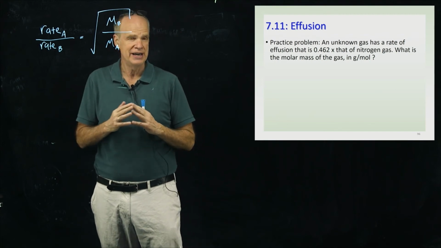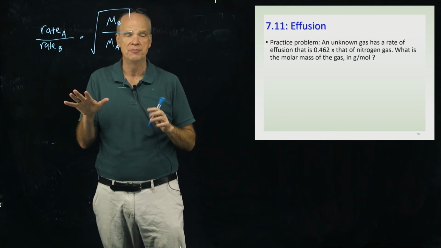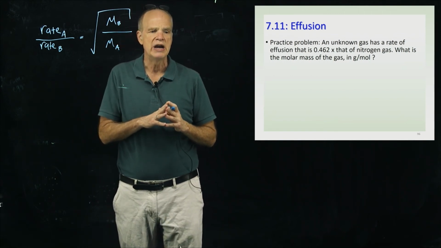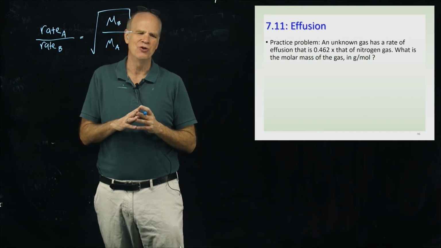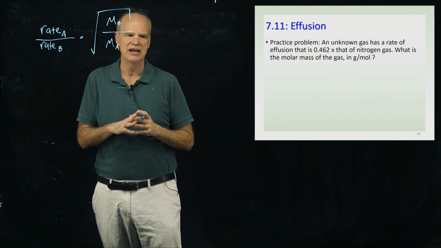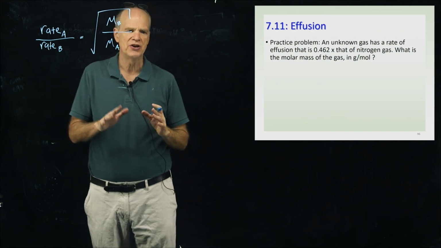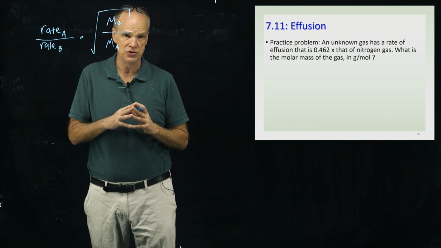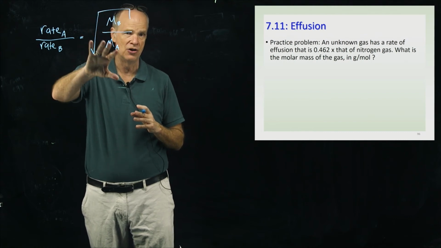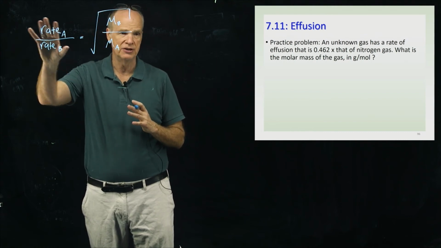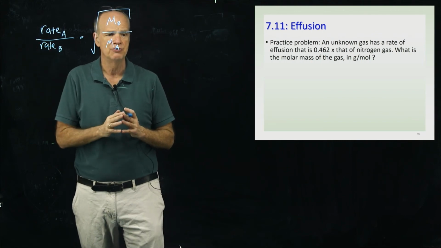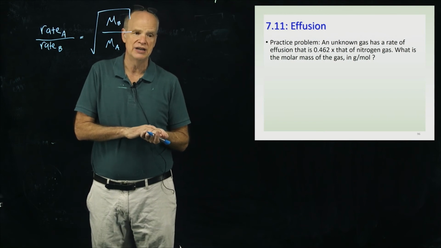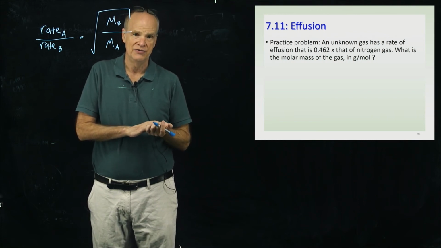So let's go ahead and try to assign variables to the best of our ability here. It says an unknown gas has a rate of effusion that is 0.462 times that of nitrogen gas. Okay, so it looks like we have a number associated with a rate of effusion. So that would not be the molar masses, at least yet. We're dealing here with rates. Now, if you read that carefully, it's a proportionality between the unknown gas and the rate of nitrogen.